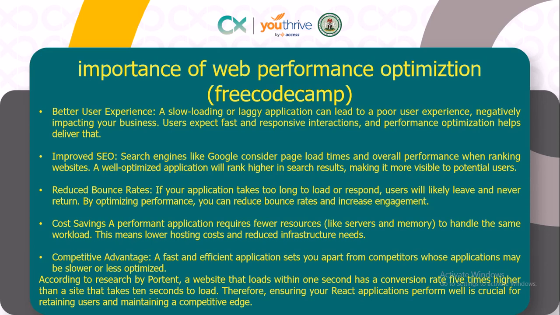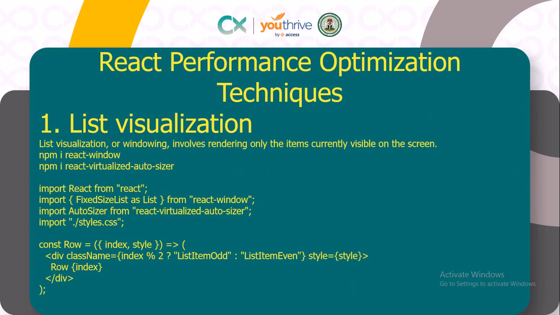Having all these advantages in mind, we want to move next to the first real performance optimization technique, which is list virtualization. Here is the code and a brief explanation. List virtualization, or windowing, involves rendering only the items currently visible on the screen.